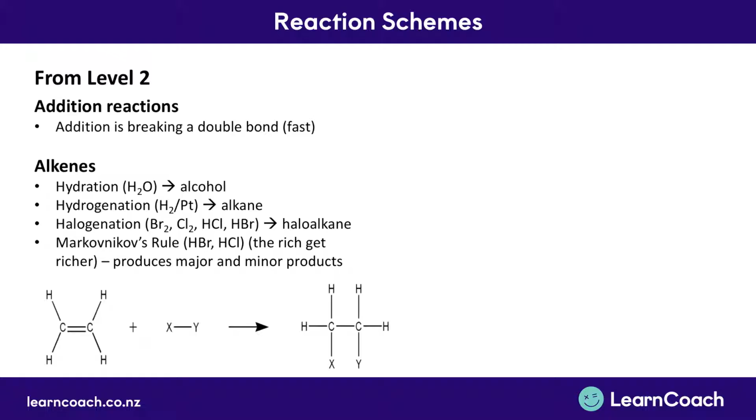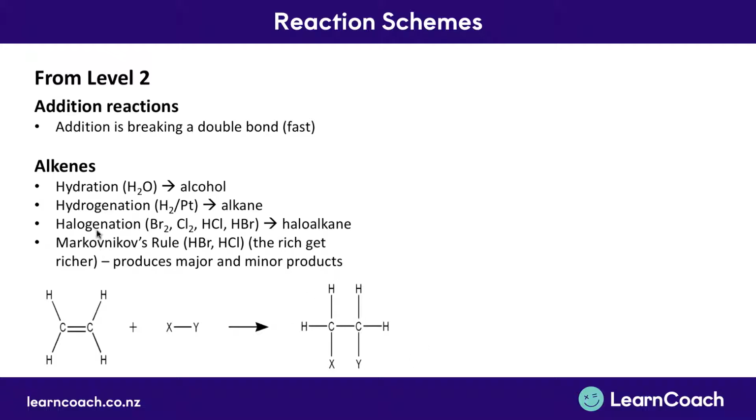The first is addition reactions. And these happen from level 2 when we broke a double bond, and this is a fast reaction. So it started with an alkene, something with a double bond. And the key ones we learned were hydration, where you add an H2O, so this is where you break open the bond, one of the OHs adds on, one of the H's adds on, so you create an alcohol. Then you learned hydrogenation, where you add hydrogen on, so this turns an alkene with a double bond into an alkane, something that would have all H's around there.